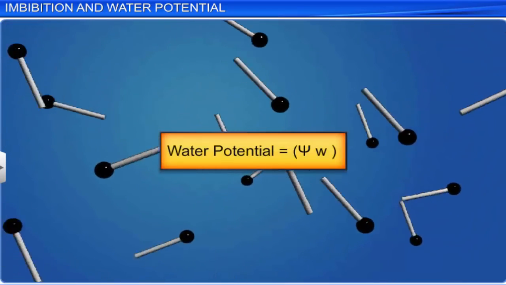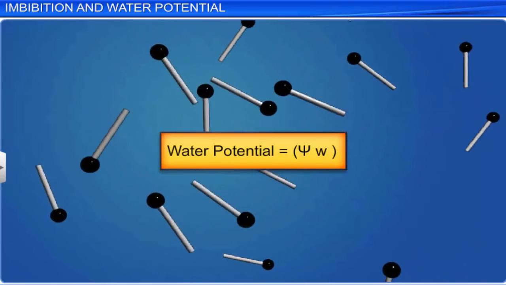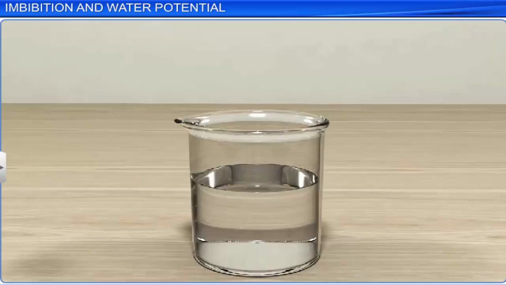Water potential is denoted by the Greek symbol psi. It is expressed in pressure units as Pascal or Pa. The water potential of pure water at standard temperature and pressure is taken as 0.